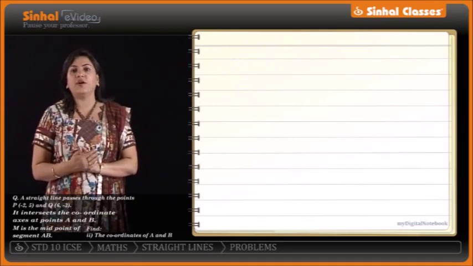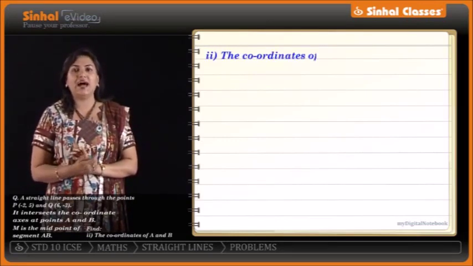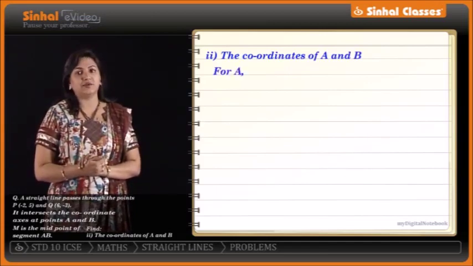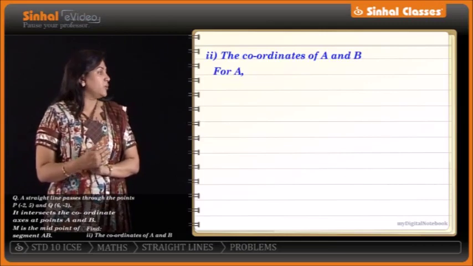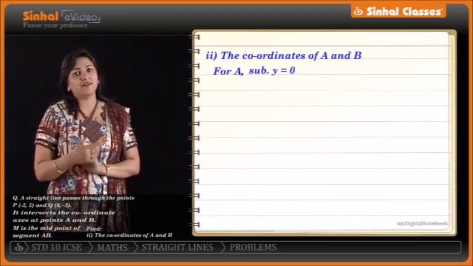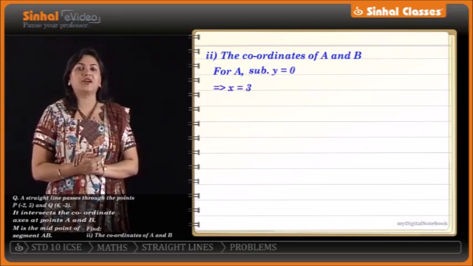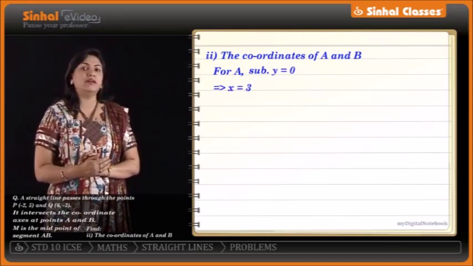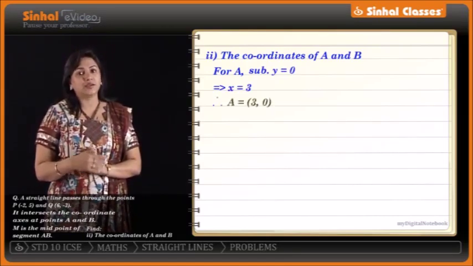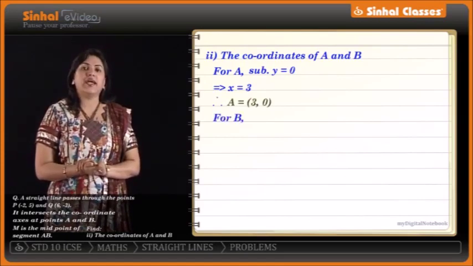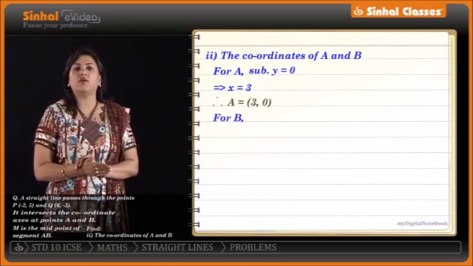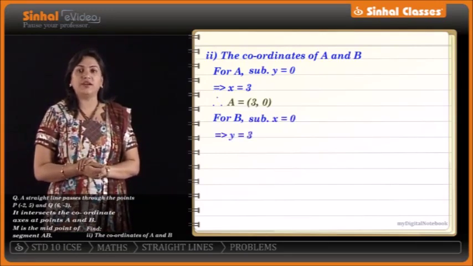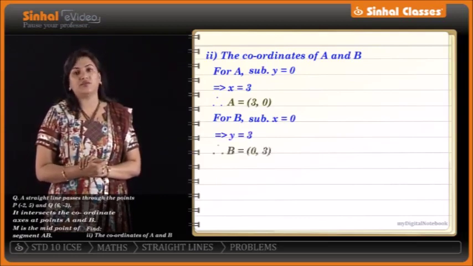Now second part, we want to find the coordinates of A and B. To do that, we will substitute y as 0 in the equation of the line. We get x is 3. Why are we substituting y as 0? Because this is a point on the x-axis. So the coordinates of A are (3, 0). Now to get the point B, we substitute x as 0 because this is a point on the y-axis. We get y is 3. So the coordinates of point B are (0, 3).